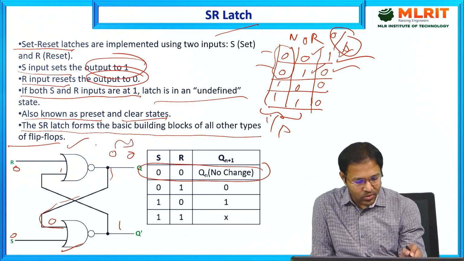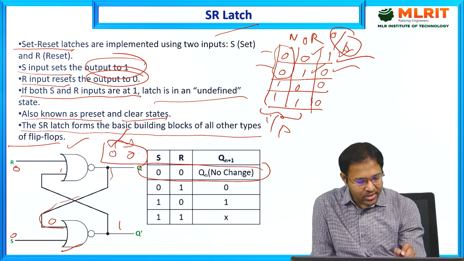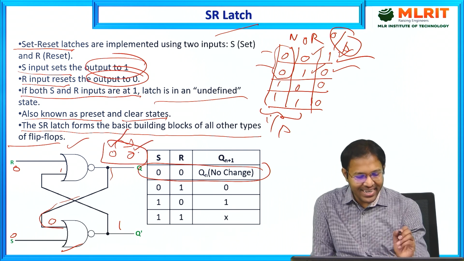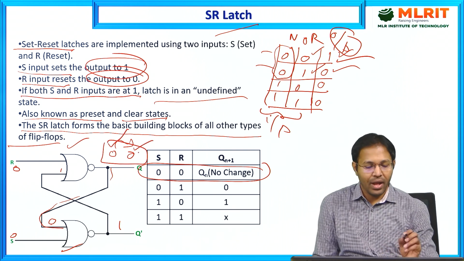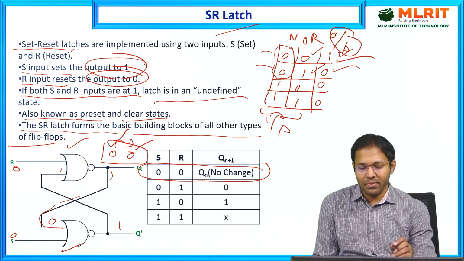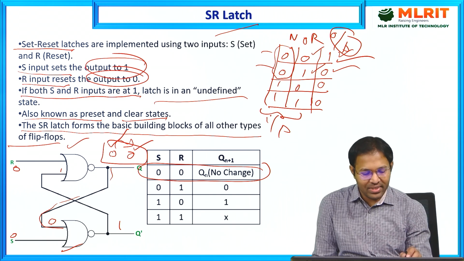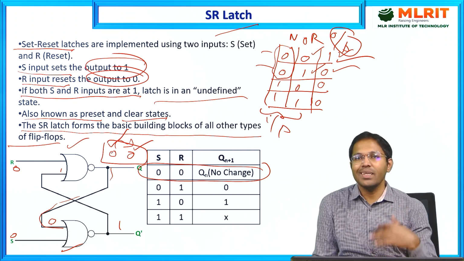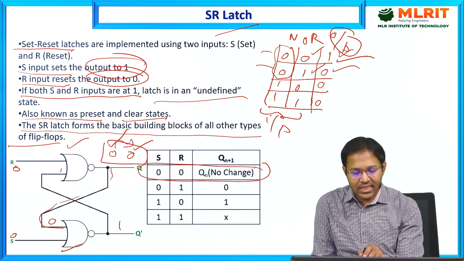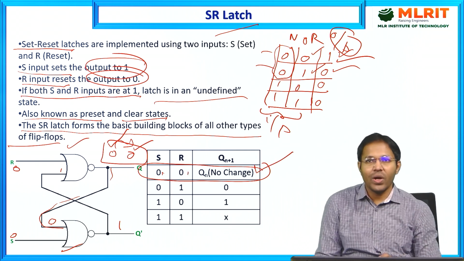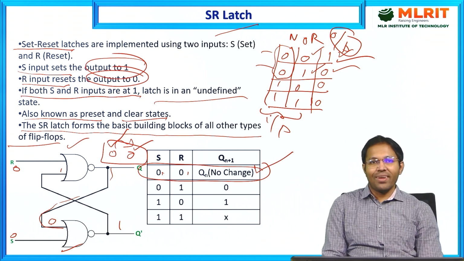So, what is happening? Whatever was the previous state, the same state is maintained. And one could analyze the same thing for the case when the previous state was 1, the same state is maintained. Hence, for 0, 0, whatever the output is, the same value is maintained.